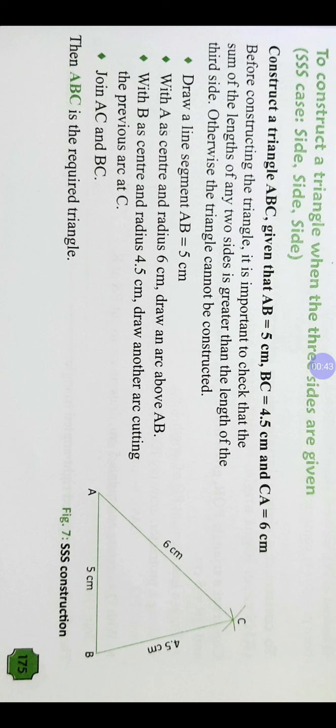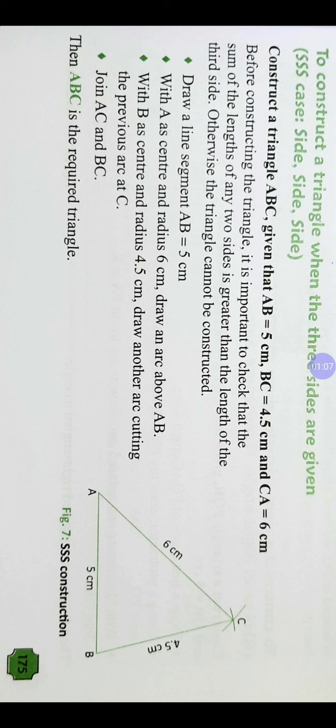So we can take any one side as our base. In this case, we have taken AB as our base. So first we draw a line AB of 5 centimeter. Now we will take a compass of 6 centimeter. And what is 6 centimeter? CA is our 6 centimeter.